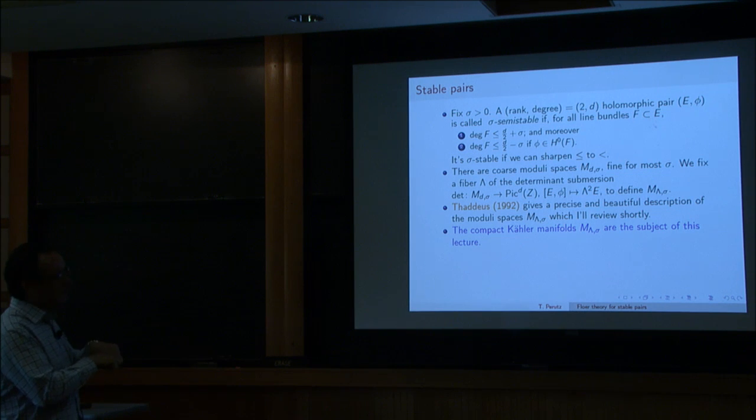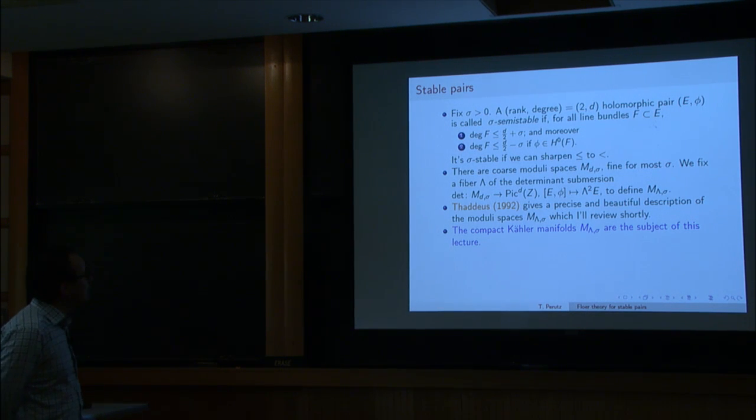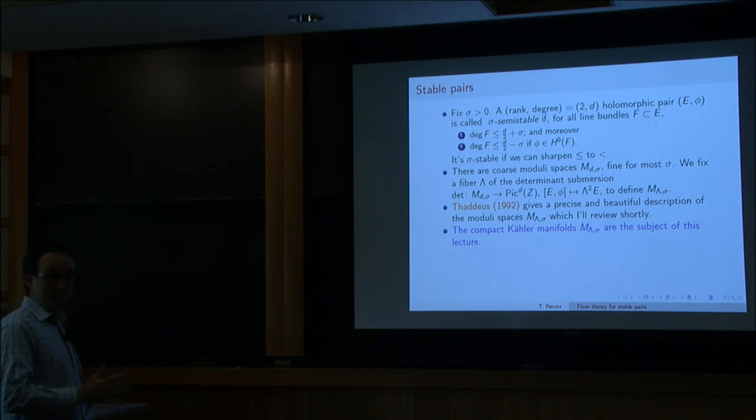First of all, for every line bundle F contained in E, the degree of F is no bigger than half the degree of E, so d over 2, plus sigma. If sigma were 0, this would be saying that the bundle is semi-stable in the sense of just bundles rather than pairs. But we allow a bit more wiggle room because there's this sigma, which is positive.